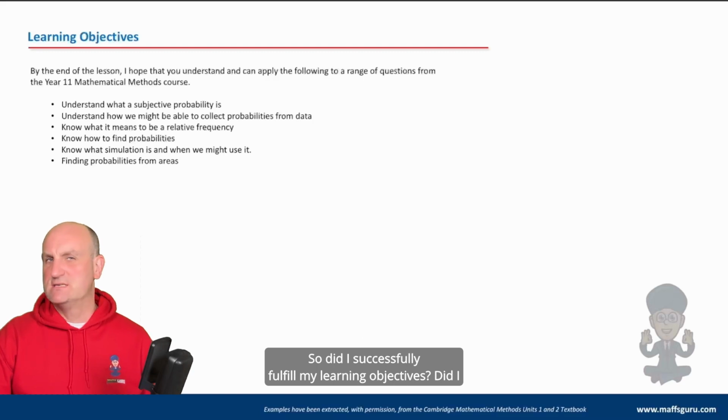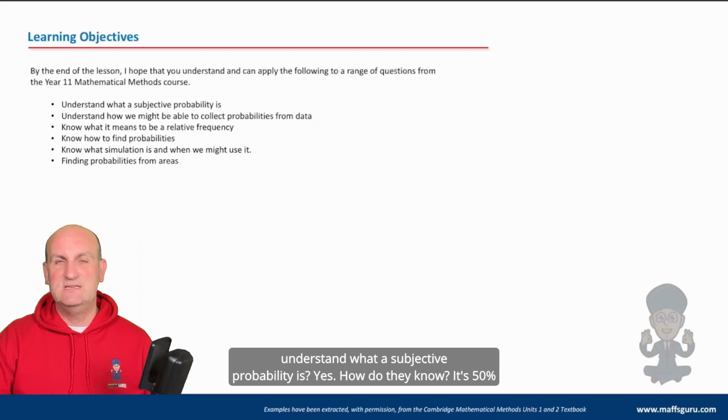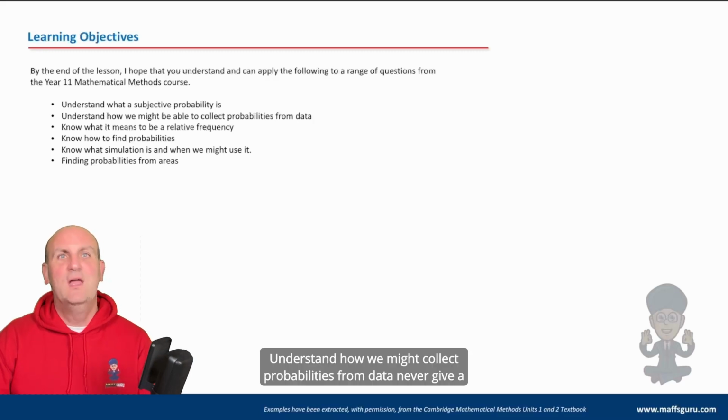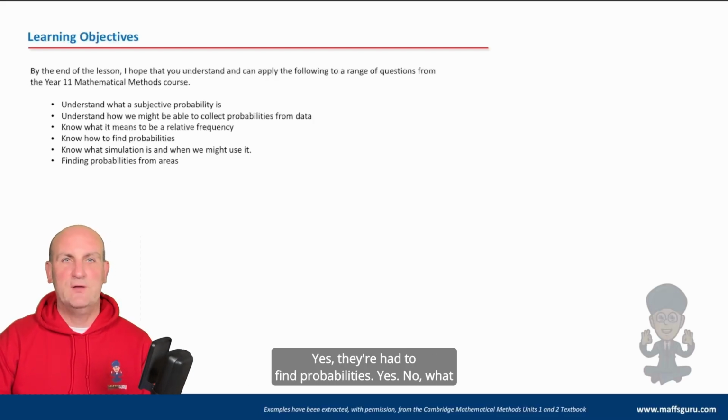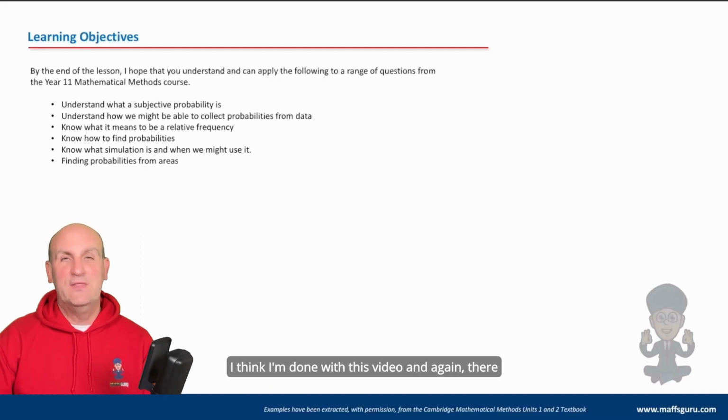So, did I successfully fulfill my learning objectives? Did I understand what a subjective probability is? Yes. How do they know it's 50%? Understand how we might collect probabilities from data? Never give a group of boys a thumbtack. Know what it means to be a relative frequency? Yes. Know how to find probabilities? Yes. Know what simulation is? Yes. Finding probabilities from areas? I think I'm done with this video.